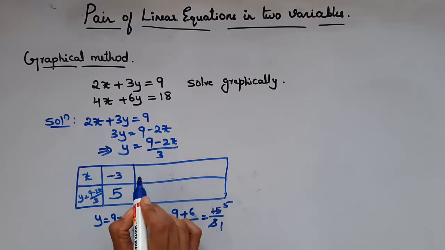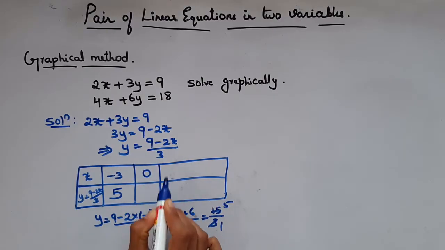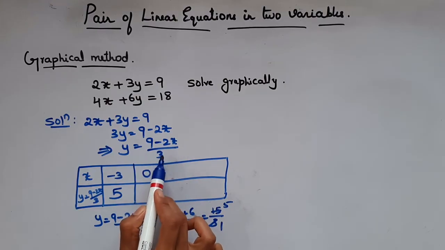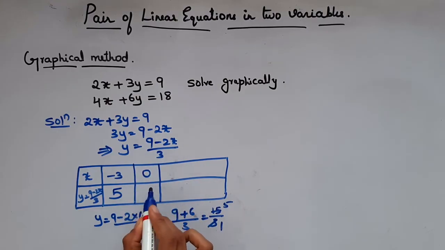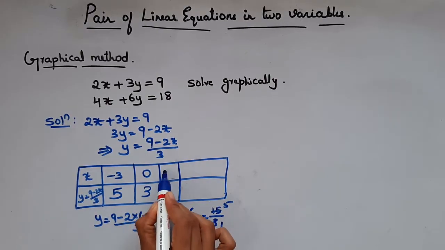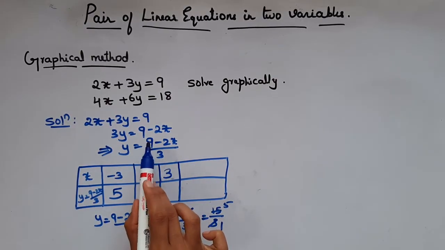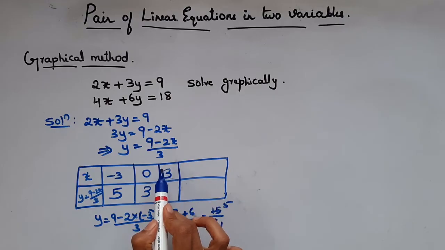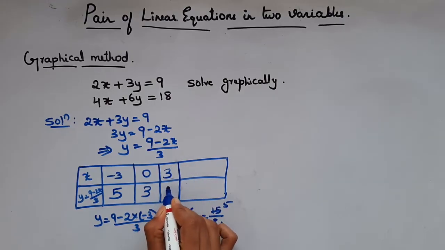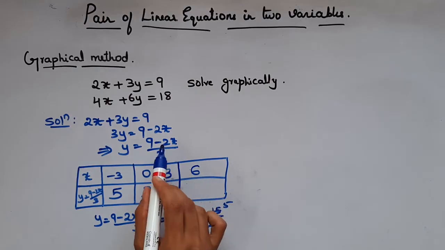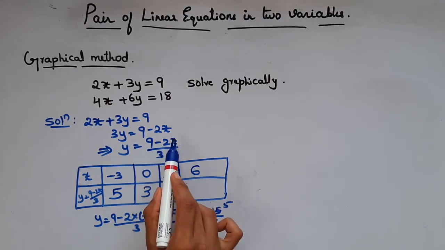Similarly, when you put x is equal to 0, you will get 9 minus 2 into 0 is 0. So 9 by 3 is 3. So y is 3. So when you put x is equal to 3 in this equation, you will get 9 minus 2 into 3 is 6. So 9 minus 6 is 3. 3 by 3 is 1. So your y value will be 1. Now when you put x is equal to 6 here, so 9 minus 2 into 6 is 12.